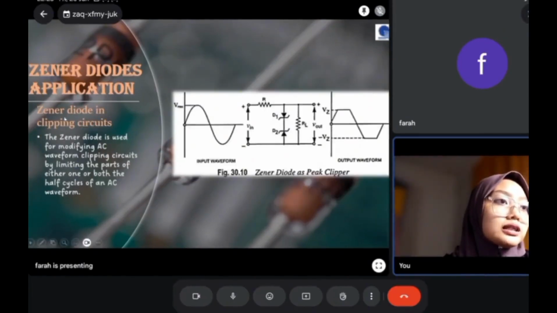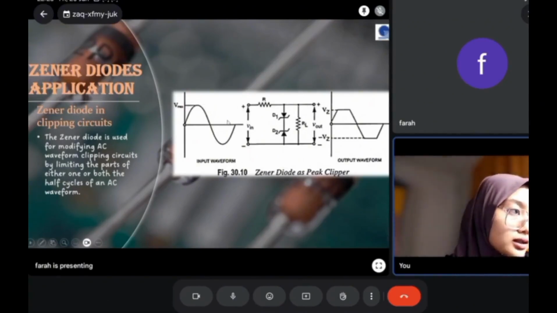This is the Zener diode in clipping circuits. As we see in this diagram, this is the input waveform, and we have two diodes in the middle. So the output will be like this, because the Zener diode is used for modifying an AC waveform by limiting part of one or both half cycles of the AC waveform. So these two diodes act as clipping circuits and limit part of either the half or both cycles of the waveform, and the output will be like this.